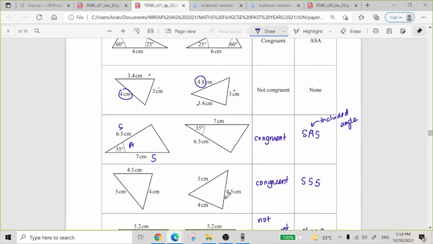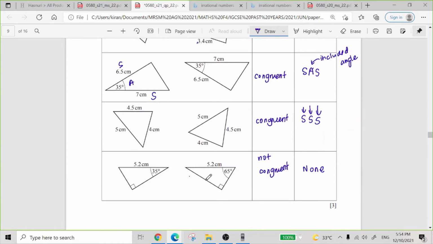Okay, next one we have 4.5. Here we have 4.5, and then we have 5 centimeter, 5 centimeter, and 4 centimeter. So for these two triangles, they are congruent. Since the given ones are the sides, the criterion is side, side, side.